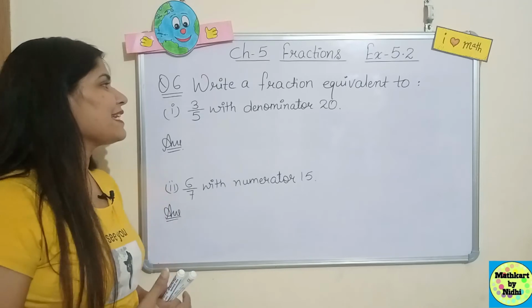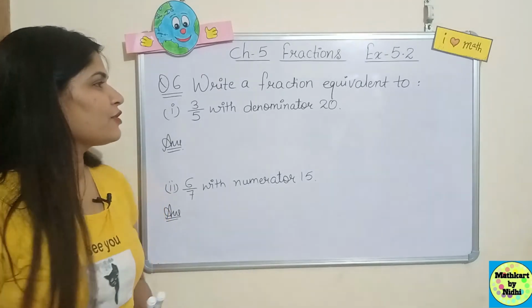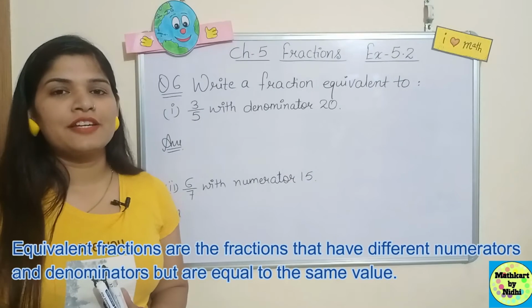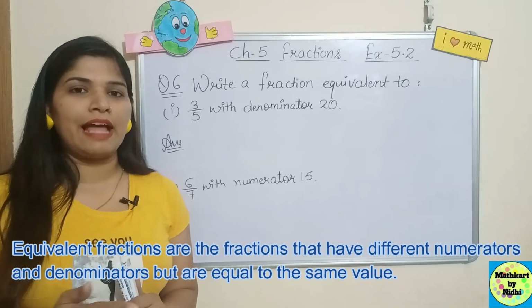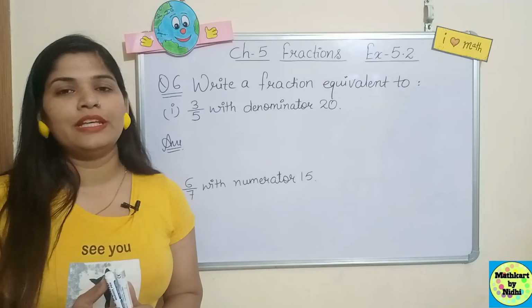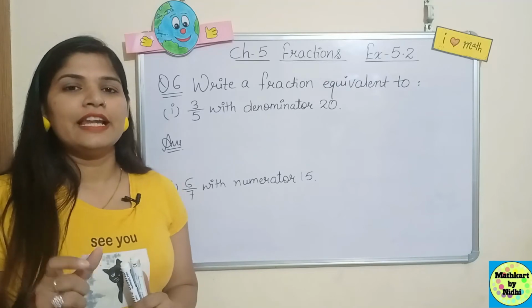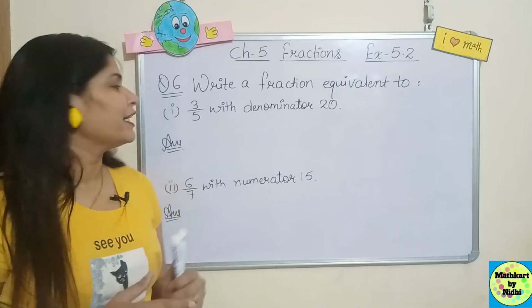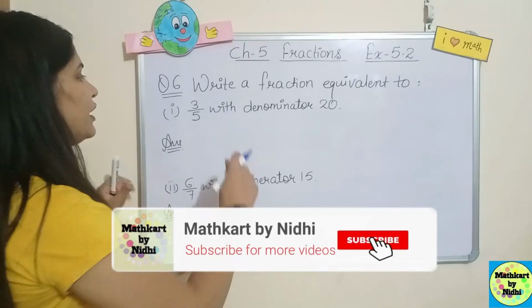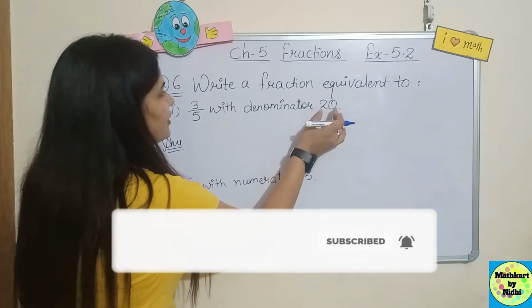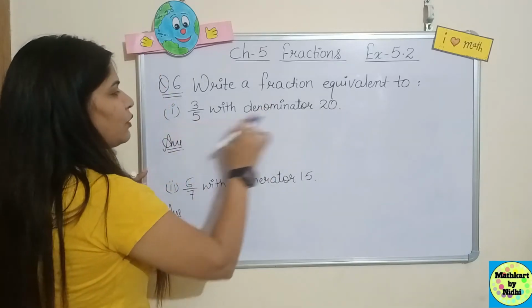Question number 6 says write a fraction equivalent to. So what do you mean by equivalent fraction? If you do not know the equivalent fraction, you can go to my another video, in which I have already explained equivalent fractions. I'll give the link in the description box as well. Let us see the first part, 3 upon 5 with denominator 20. Denominator 20 means we need to make the denominator 5 equivalent to 20.